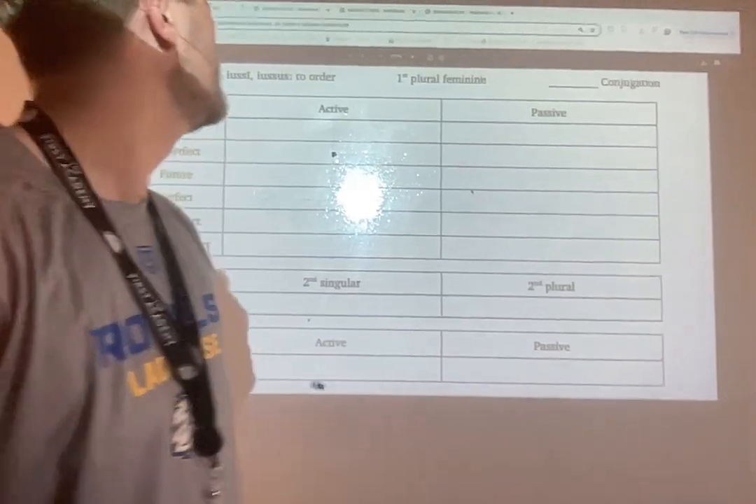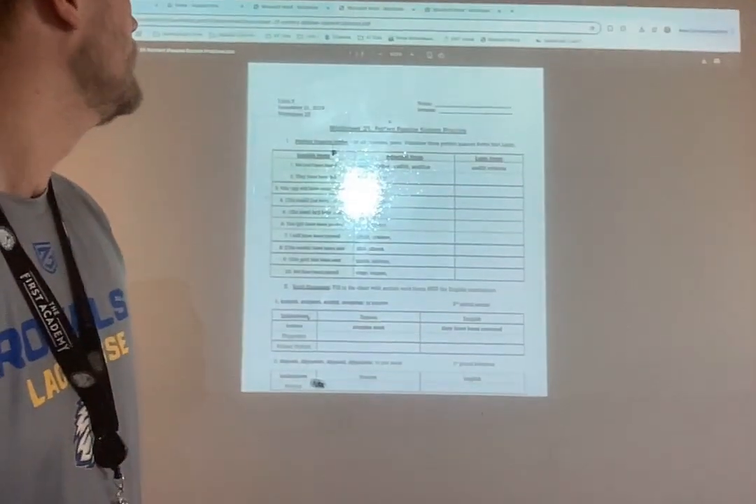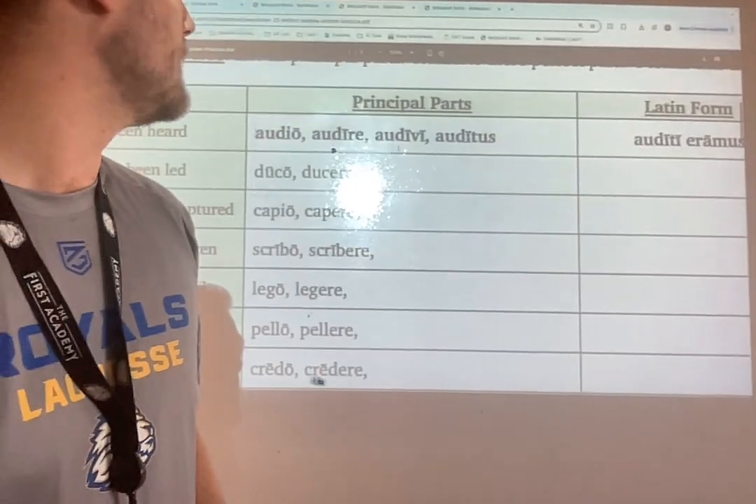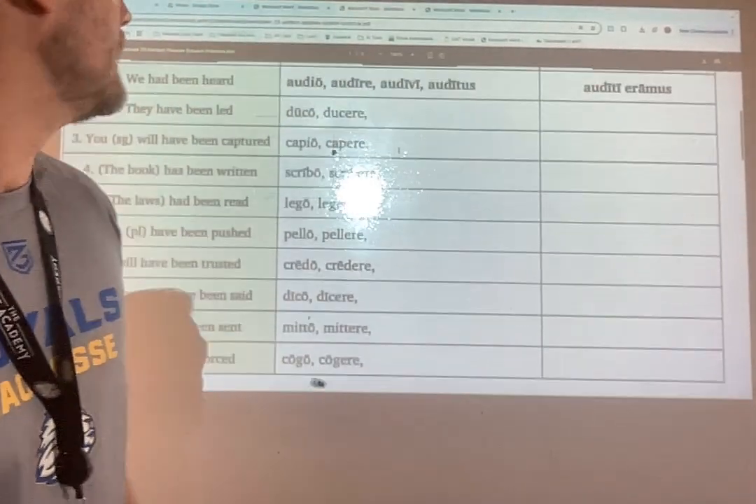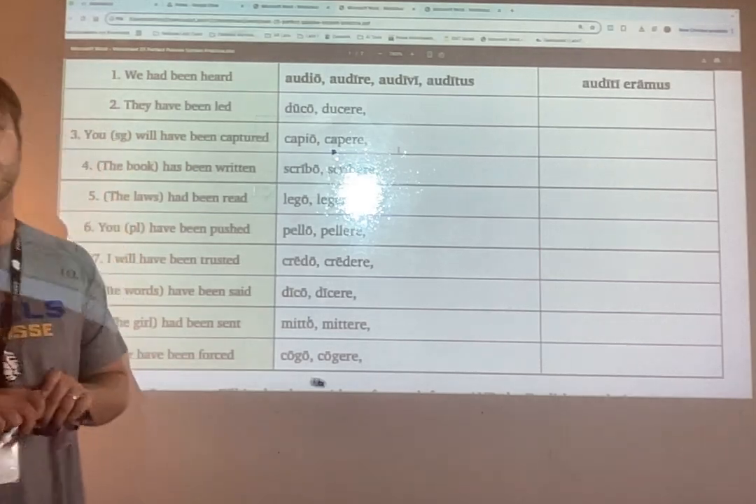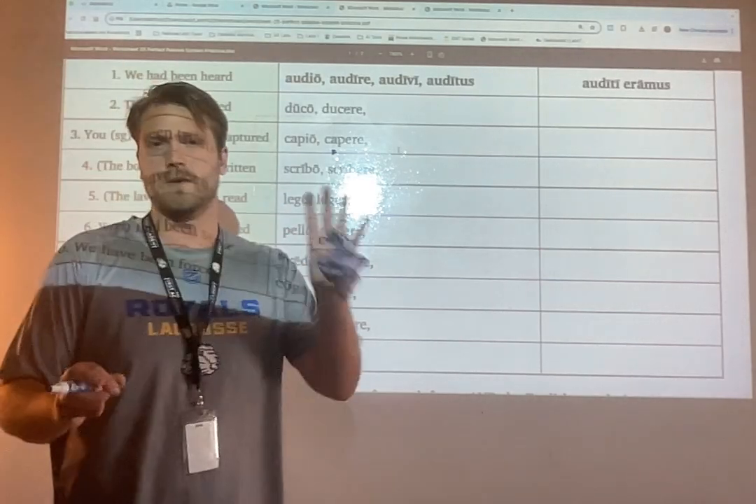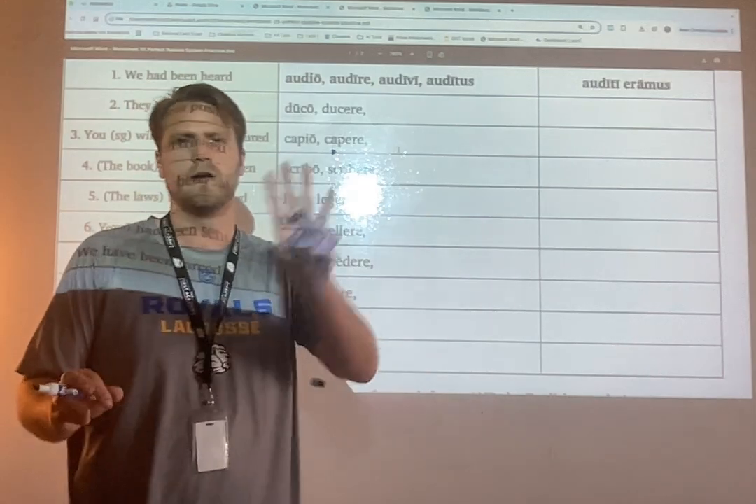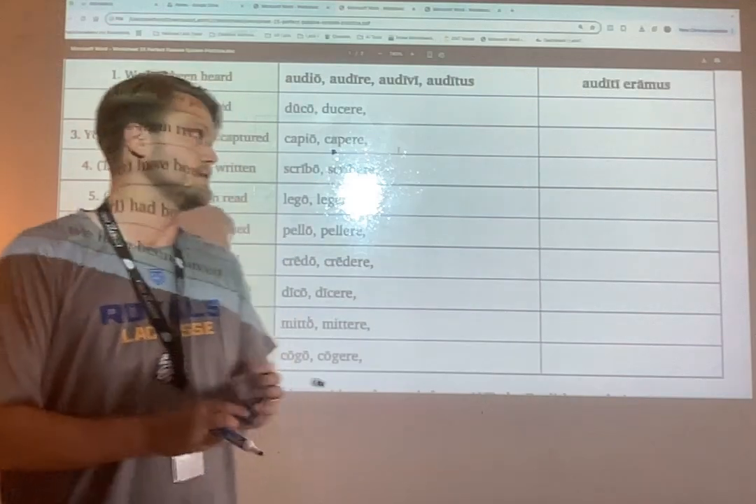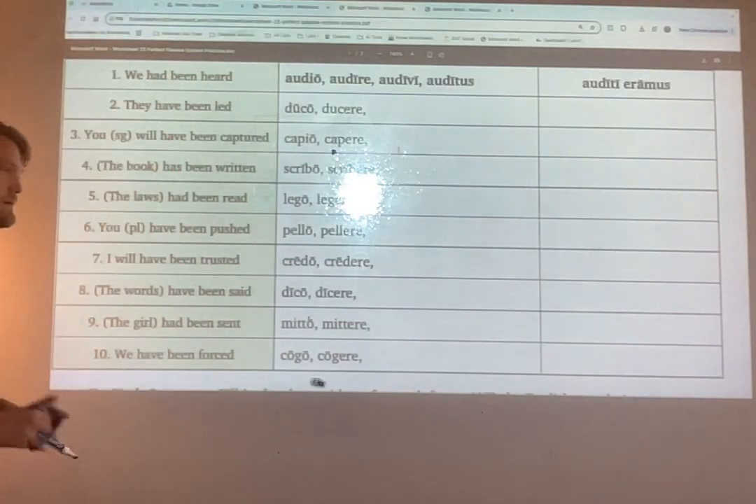All right, so now let's go to the next sheet. Worksheet 25. These are ways for you guys to practice figuring out how to translate and form certain perfect passive verbs, whether they be perfect passive, pluperfect passive, or future perfect passive, forming those into the Latin because of what I've given you here in the English.